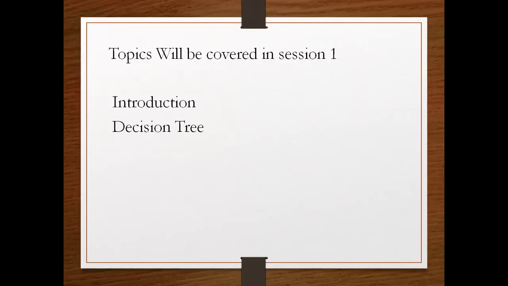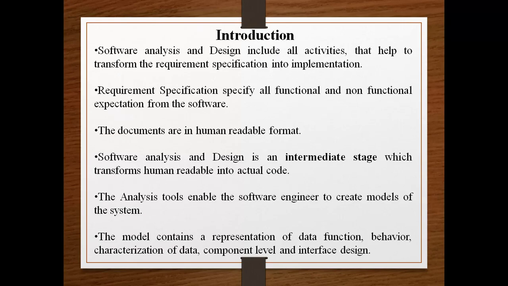The topics we'll be covering in this session are an introduction to analysis and design tools, and then the decision tree with an example. Software analysis and design includes all the activities that help me transform my specification into an implementation. The requirement specification specifies all functional and non-functional expectations from the software. The documents are in human-readable format.